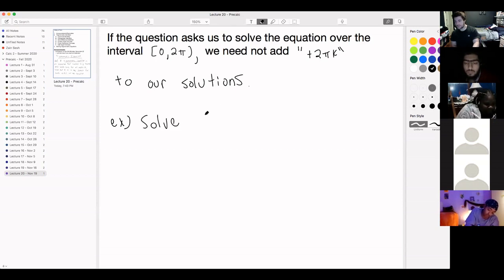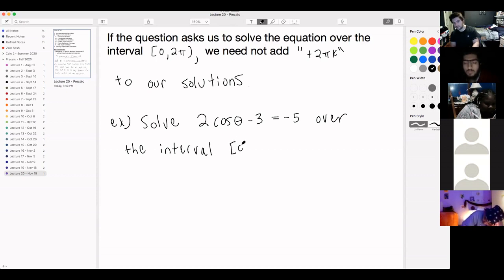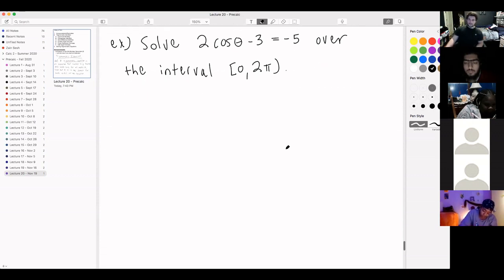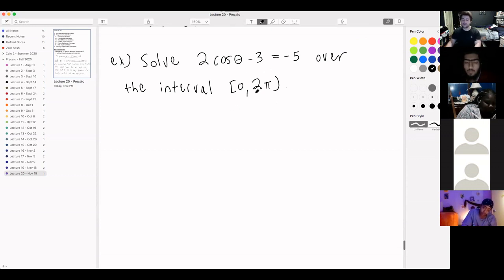All right, so here's an example. Solve 2 cosine of theta minus 3 equals -5 over the interval 0 to pi. Okay, so this is the same as the previous question, kind of, except now we're only looking for solutions that live inside this interval, okay?